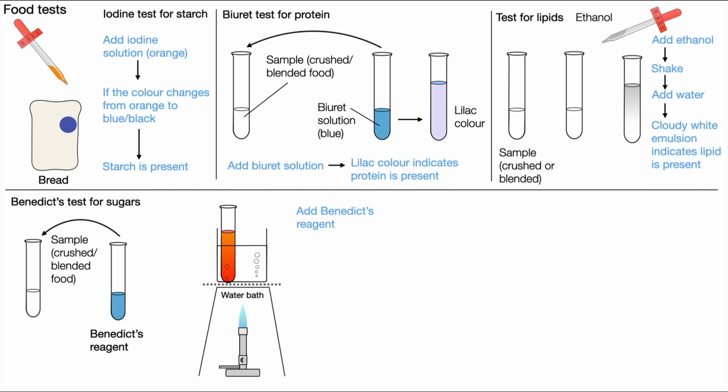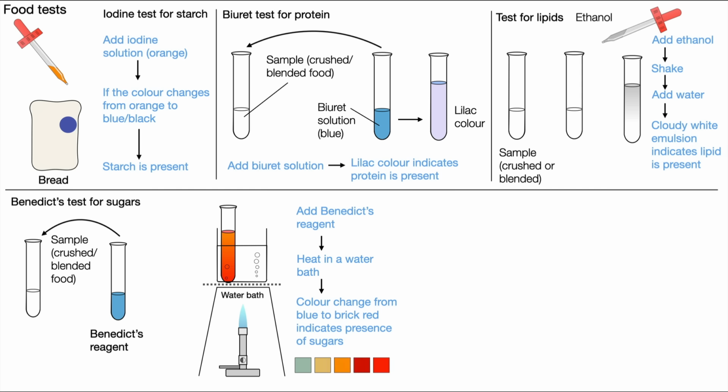So the test is we add Benedict's reagent, we heat in a water bath. The color change is from blue to brick red, and this indicates the presence of sugars. You do actually see a range of colors that form. So it goes from green to yellow to orange to a brick red color.